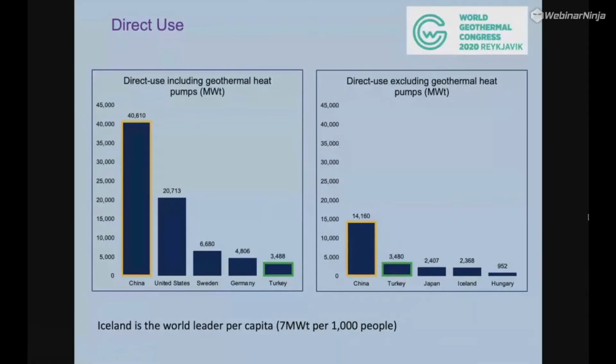Iceland is the world leader per capita by far for direct heat utilization, 7 megawatts thermal energy per 1,000 people. The second place is actually Sweden at 0.67 megawatts of thermal energy per 1,000 people.